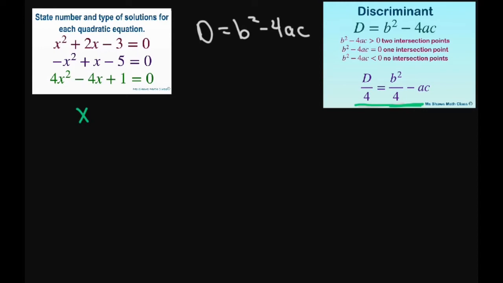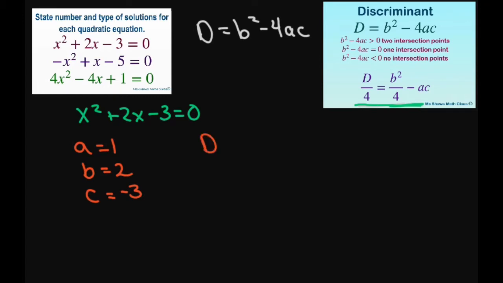For the first one, we have x squared plus 2x minus 3 equals 0. So it's in standard form. That means our a equals 1, our b equals 2, our c equals negative 3. So our discriminant is going to equal b squared, 2 squared, minus 4ac. Now this is going to give you 4. We have 2 negatives here, so that's going to be plus 12, which equals 16.